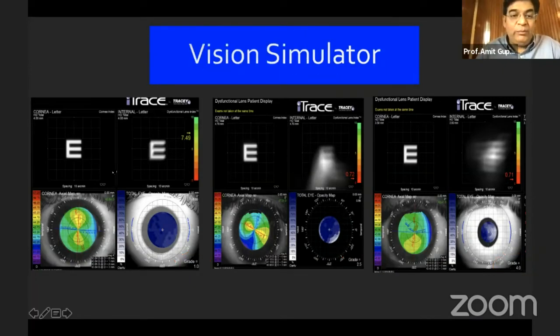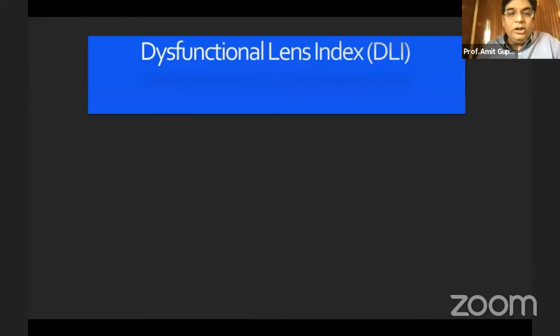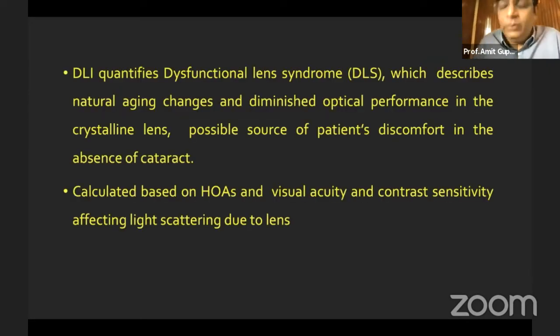It also has a vision simulator. Just see this. It is not only a good tool for us to understand what the patient is talking about, but it's also an important tool for us to explain to the patient, "Okay, listen, I understand what's going on, this is what is going on with your eye," and this is something which patients really appreciate when we show them. There's something known as the dysfunctional lens index. This is a term which is coined. It quantifies a dysfunctional lens, which is due to natural aging changes or diminished optical performance for various reasons, which can be a possible source of patient's discomfort in the absence of a cataract.